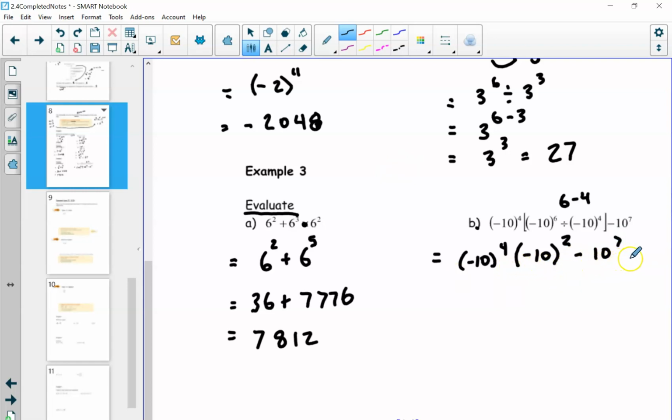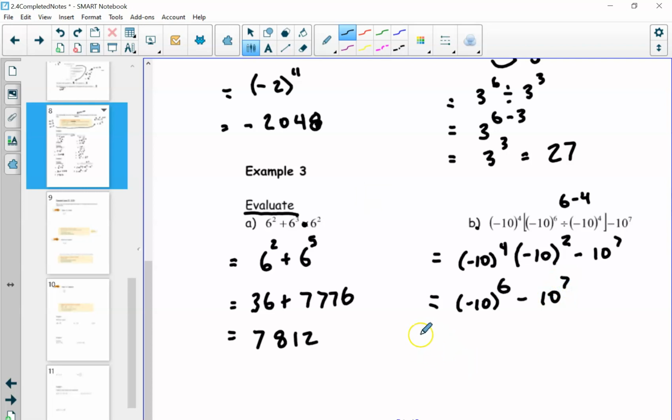We know we've got to do multiplication before we do subtraction. So our base is still negative 10 here. And then we've got multiplication. These two are back to back, so that's multiplication. And we know for multiplication, we can just add the exponents. So that's going to be negative 10 to the power of 6, right? 4 plus 2. And then we've got minus 10 to the power of 7.